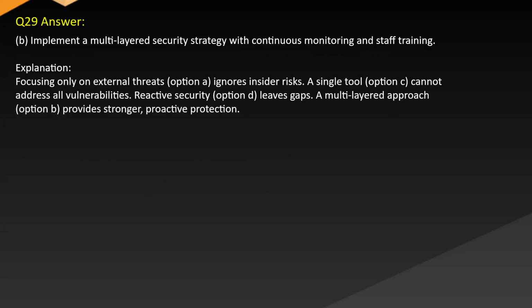Answer: B. Implement a multi-layered security strategy with continuous monitoring and staff training. Explanation: focusing only on external threats, Option A ignores insider risks. A single tool, Option C cannot address all vulnerabilities. Reactive security, Option D leaves gaps. A multi-layered approach, Option B provides stronger proactive protection.